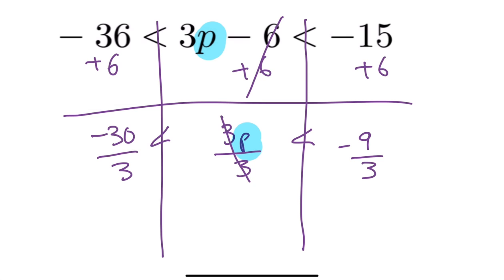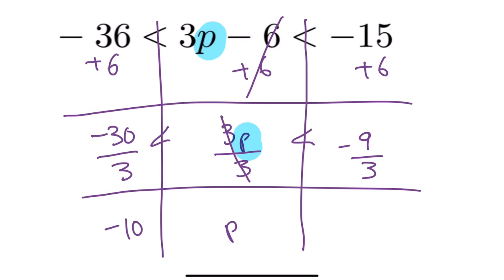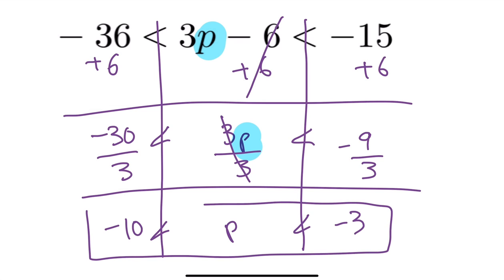That'll get rid of this one. So that will leave us with negative 30 divided by 3. That's negative 10. A p in the middle. And then negative 9 divided by 3 will be negative 3. And we're keeping our signs exactly the same. And that is our answer.